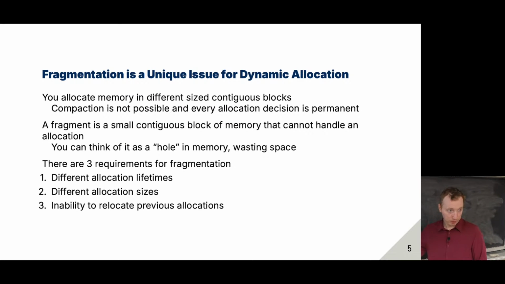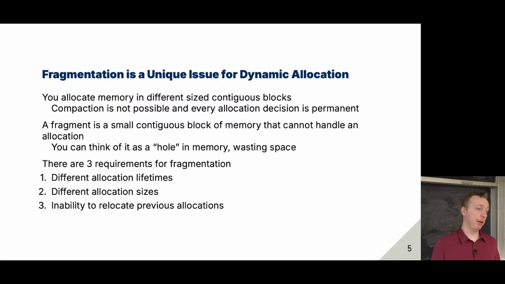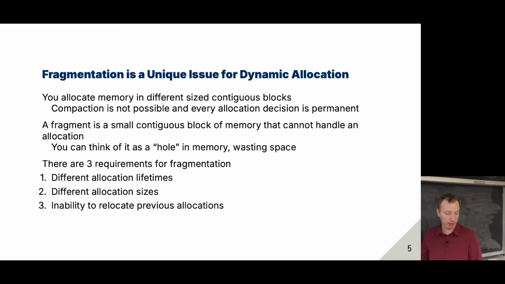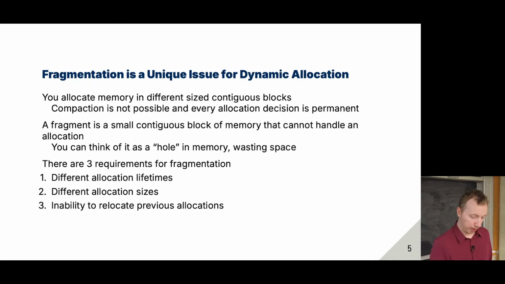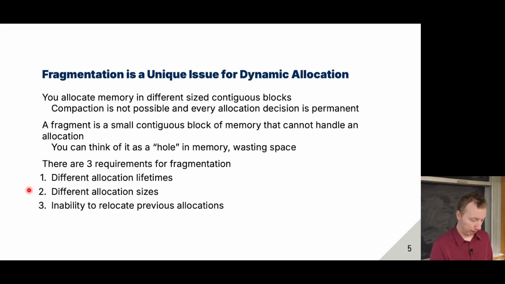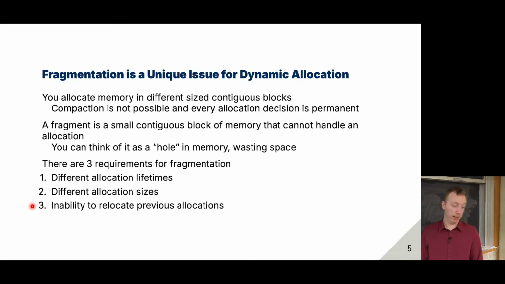So a fragment is just a small contiguous block of memory that cannot handle an allocation. It's like a hole in memory wasting space. There are 3 requirements for fragmentation, and they all have to be true. First, your allocations have to have different lifetimes, so the period from when they're valid to when they're invalid differs from one another. They also have to have different sizes. And the third is that you can't relocate them after you've already allocated them.